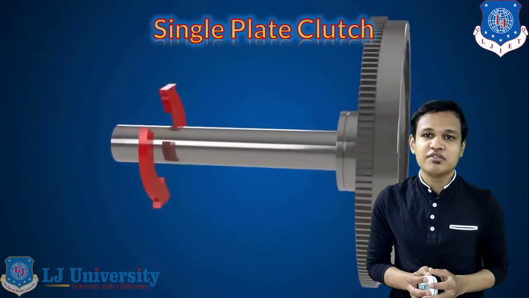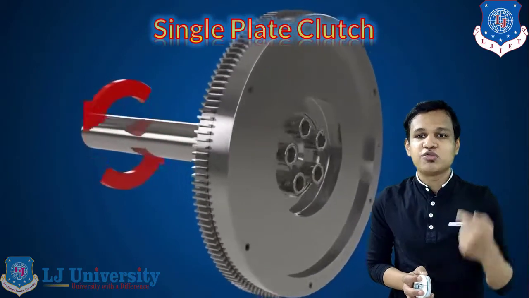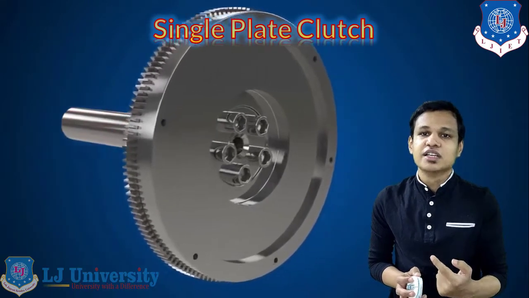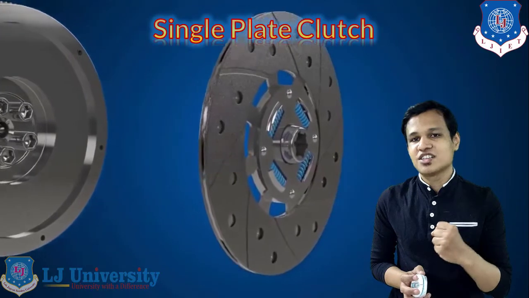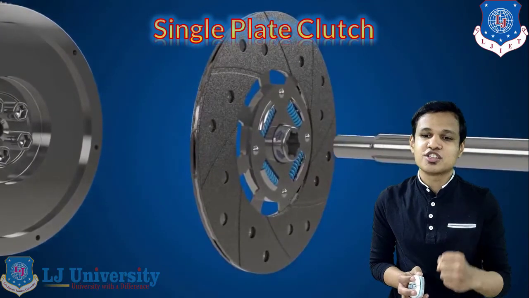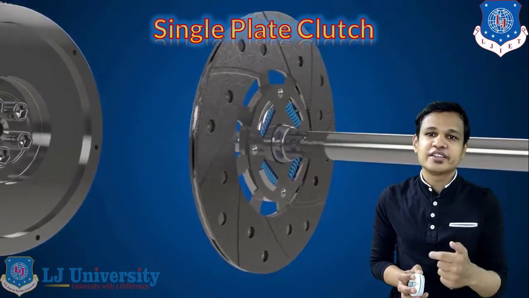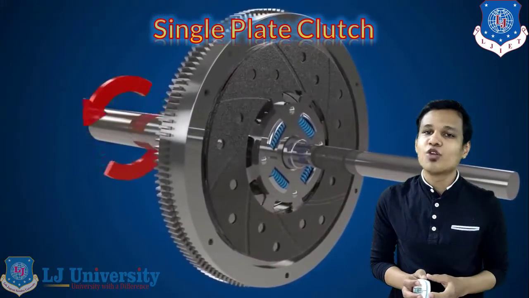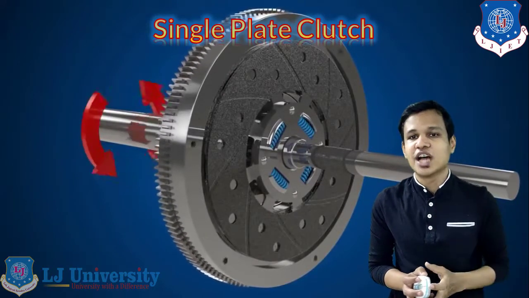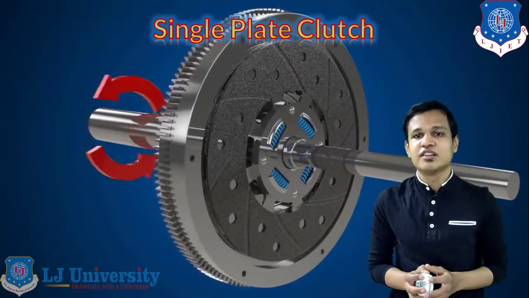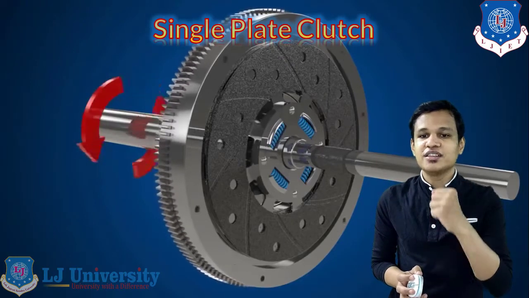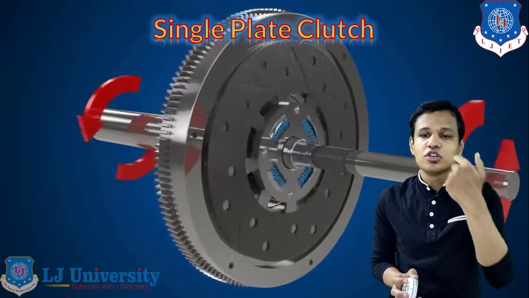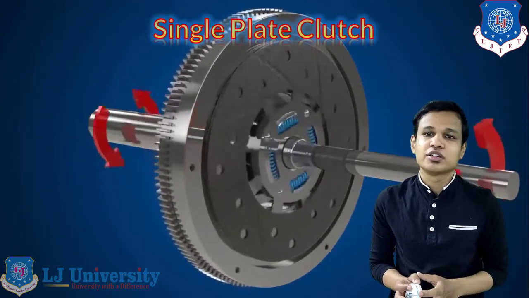Let's see the assembly, in which you can see that the flywheel is connected with our engine, which runs on the engine power. With the flywheel, we have attached one plate which is known as a clutch plate. In the clutch plate, we have provided splines, which provide proper fixing to the output shaft, or we can say the transmission shaft, which will be further connected with our gearbox. So the clutch plate is now connected with the flywheel. When the flywheel rotates, the clutch plate will also rotate, and the output shaft rotates.